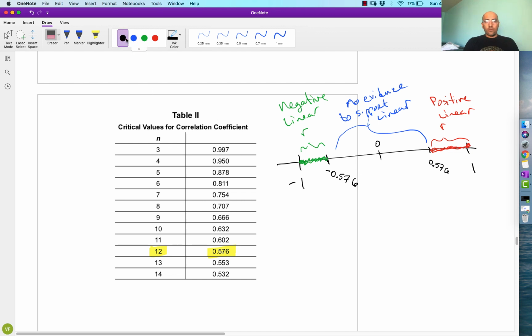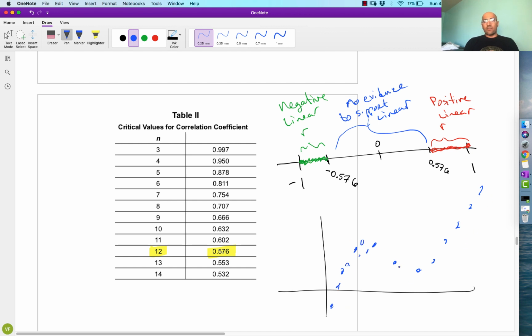Also, remember that there might be a non-linear relationship. It might be that the dots kind of form a pattern like this. Like, oh yeah, that's definitely a pattern right there. It's just not linear, right? This might be some sort of a cubic pattern of some kind, but it's just not linear. So it's going to give you an R value that's close to 0.